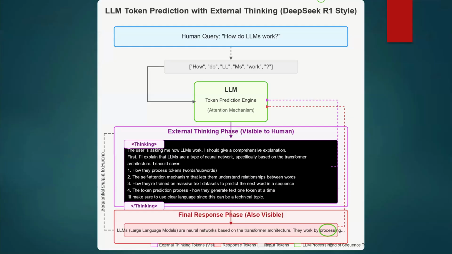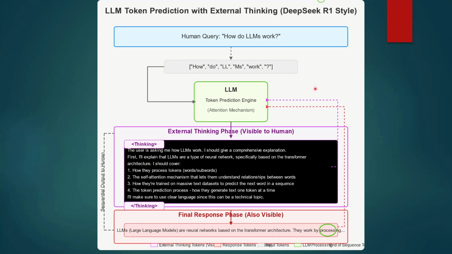Here's another example, and this is just an addition to the other slide that I had. So how do LLMs work? It goes through the token prediction engine, which is the LLM, and then it starts the thinking process. Here's your start thinking token, then it goes through its thinking, and right at the end of the thinking, it goes down to the final response.